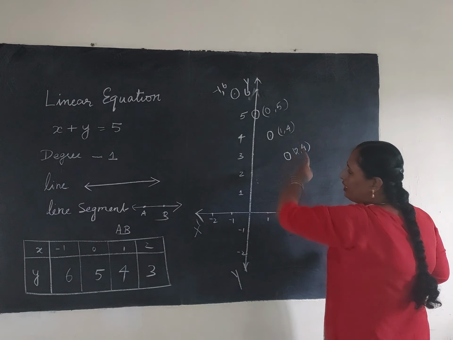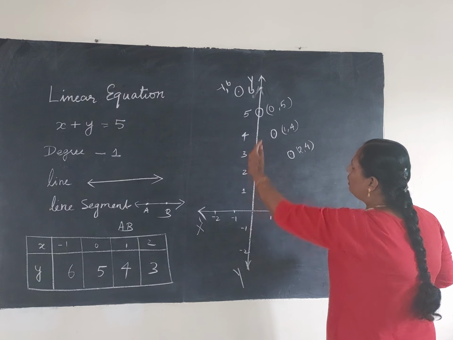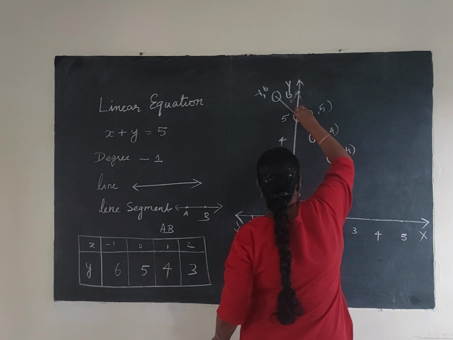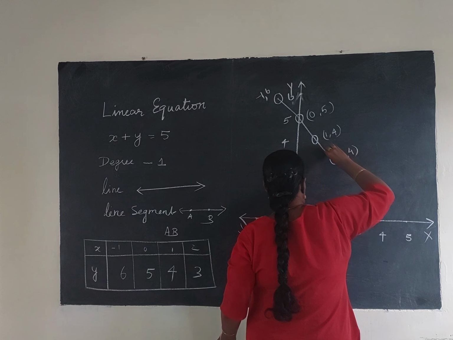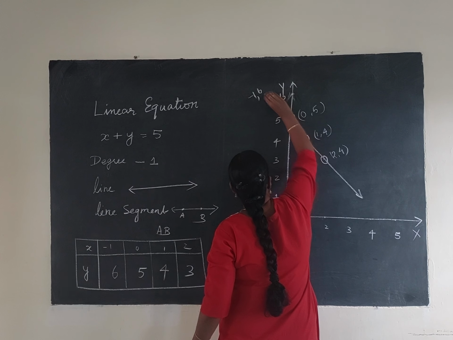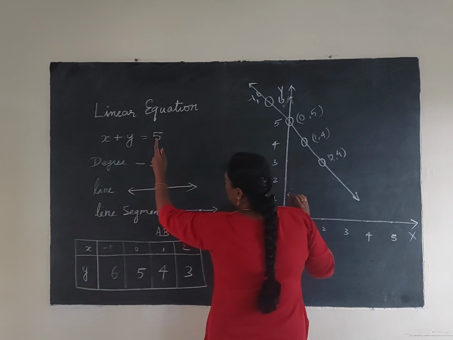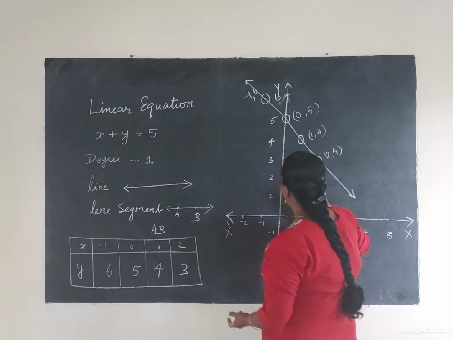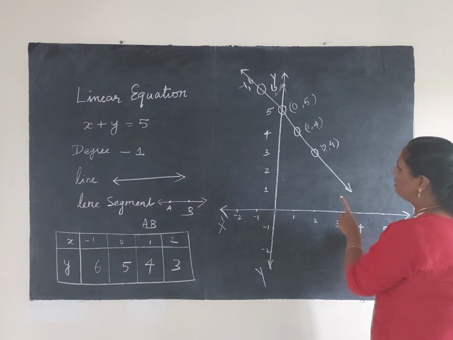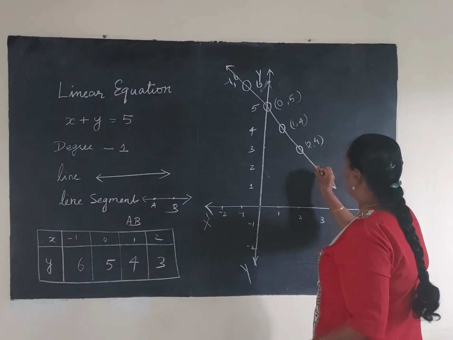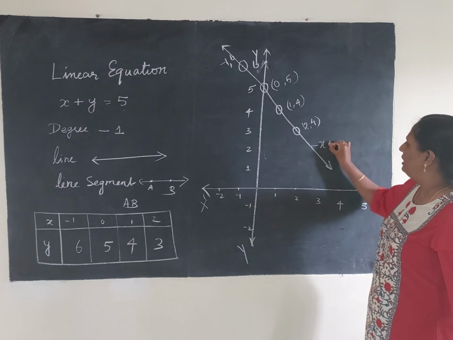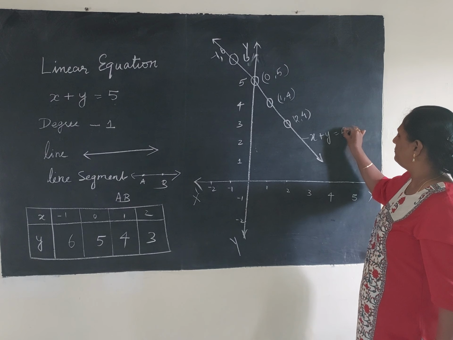Since all these points are on the linear equation, if you join all these points, you will get a straight line. So, in a linear equation, if you plot the points in the graph, you will get a straight line. This is called the linear equation. In the graph, you have to name this line as x plus y equal to 5.